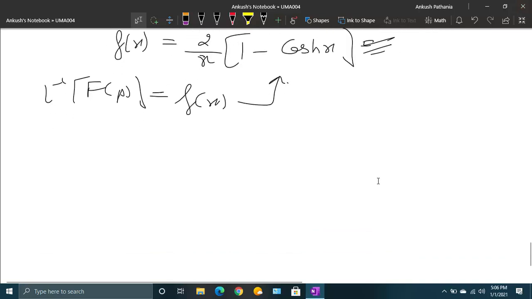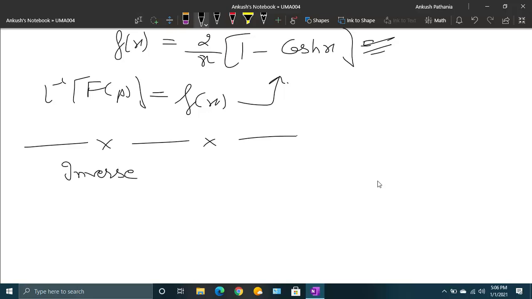Next, this is how we can solve the questions of inverse Laplace transform of property 2. Next is the inverse Laplace transform of property 3.